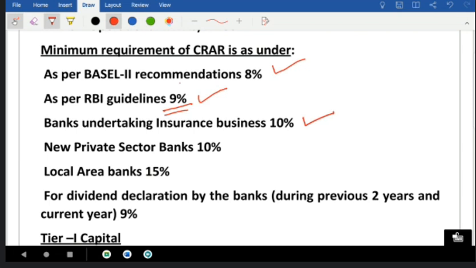Okay, new private sector banks have to maintain 10% because risk is there. Okay, local area banks are very risky. Small banks are very risky. 15% they have to maintain. This figure you have to remember.